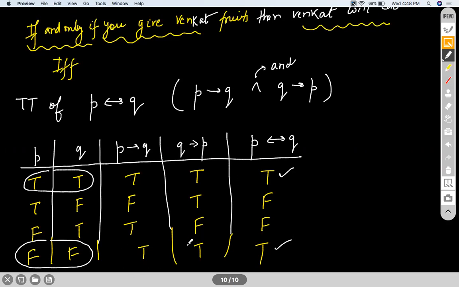Okay, sir. So basically, when I say, if Venkat is given a fruit, then he will eat, it's logically equivalent to saying, if Venkat is not given a fruit, he will not eat. Are you getting my point?